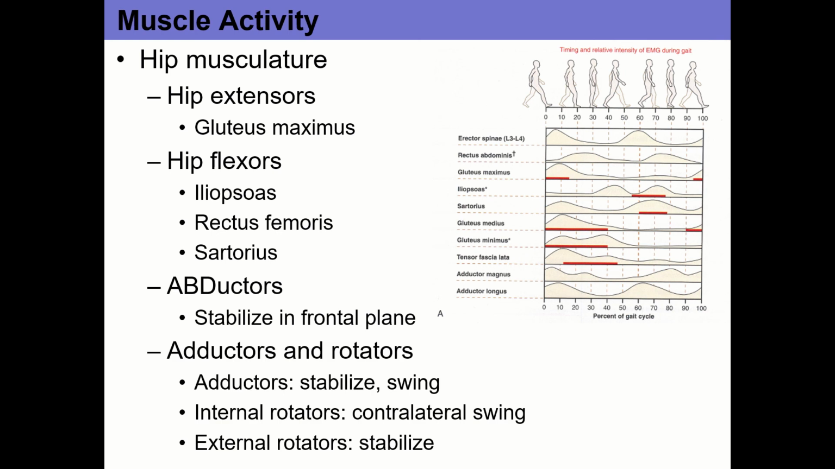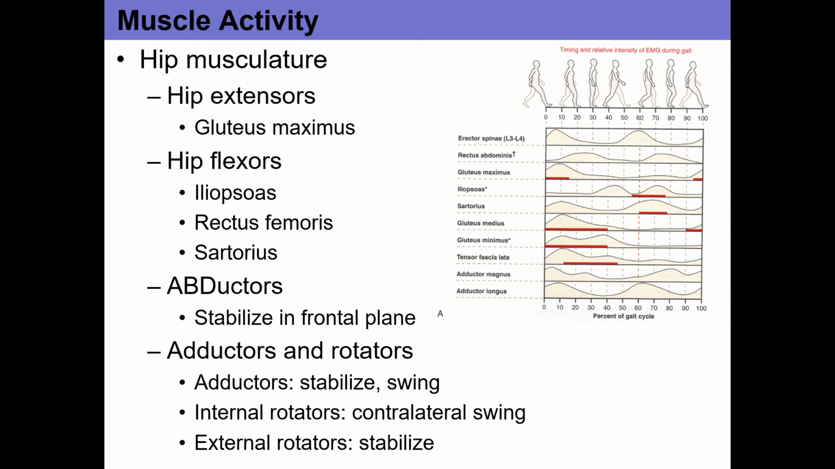And then the adductors, primarily stabilizers. So the adductors, and you can see it on here, so for example, magnus, longus down here, are going to be really active at heel strike, and they are primarily active as stabilizers. So they want to make sure the leg doesn't bow out, the leg doesn't rotate when we don't want it to, and so the adductors are really active during that initial heel strike as stabilizers.